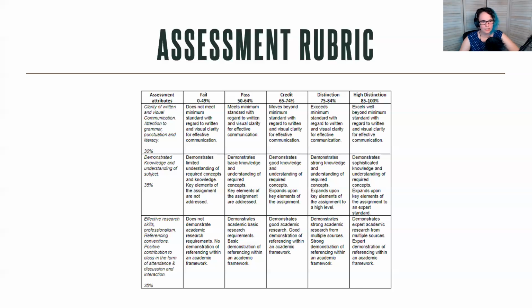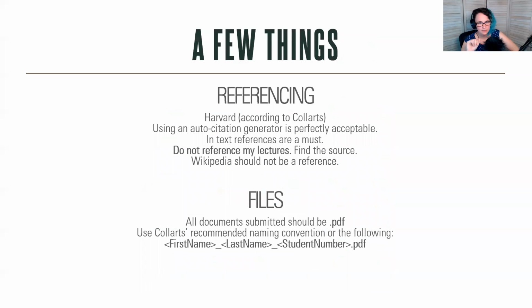So with that, referencing is Harvard at ColArts. However, I don't really care. If you want to do APA, you can do APA. The point is you need to reference in your text, right? So you're writing a thing and then you got to quote, you got to have the quotation marks and you got to have who wrote it and when. If you're paraphrasing, you got to say this person according to this person, or something along the lines of that, in a paraphrased type.